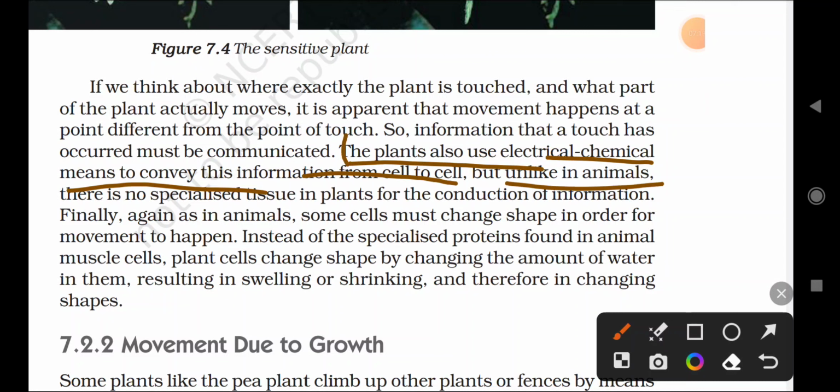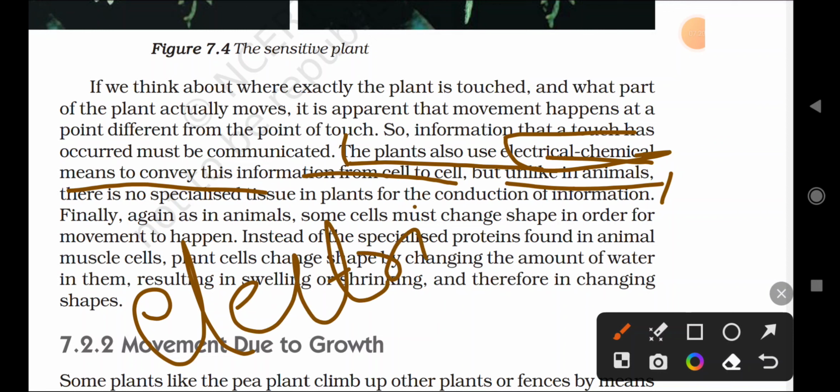Plants also convey the message from one cell to another cell, or one leaf to another leaf. Which method? Electrical chemical method. By this method only they transfer the message from one cell to another cell. Remember that very important point.